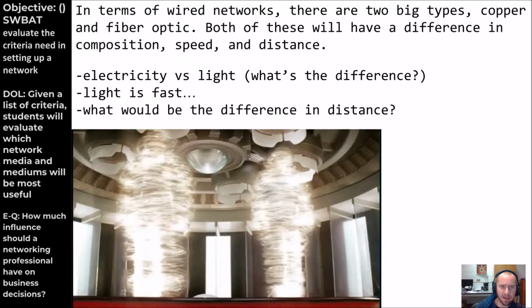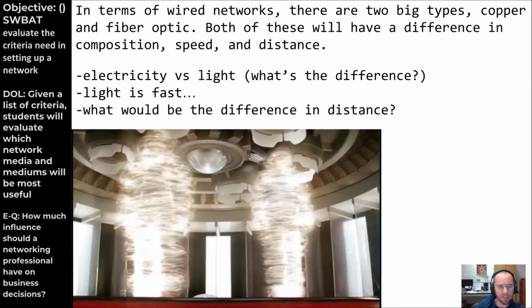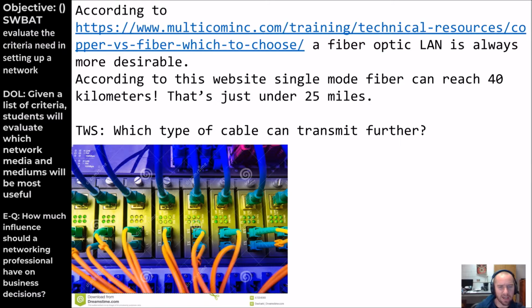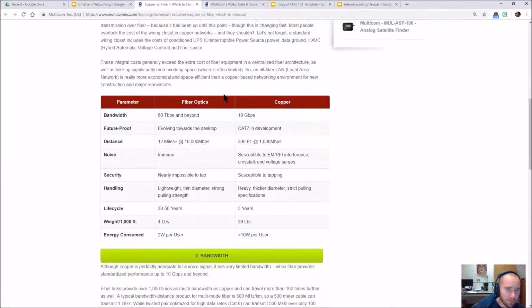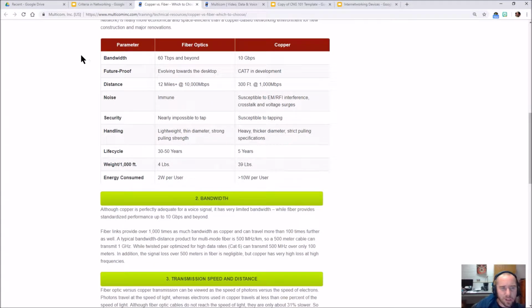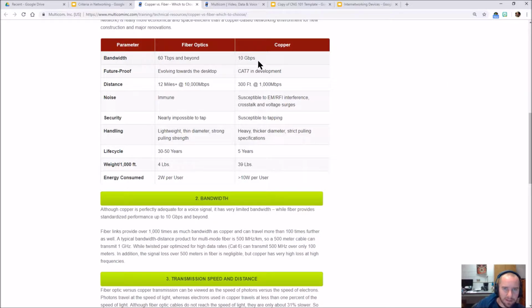That's really fast, right? So what would be the difference in distance that electricity and light can travel? These are more questions for your science teacher in your science class. I'm not going to go into the answers to that, but I do really like these types of questioning strategies. I guess I took you to this site because I just really want you to see this table. Pretty nice table. So the bandwidth difference could be 60 terabits per second and beyond, compared to copper's max would be 10 gigabits per second. Remember, we talk about bits when we're talking about data transfer. We talk about bytes when we're talking about data storage.